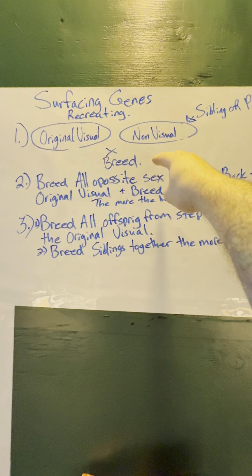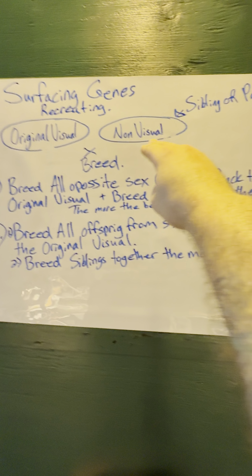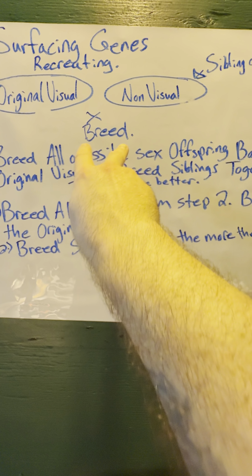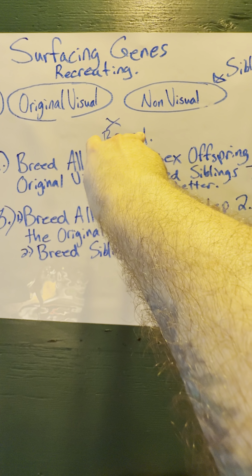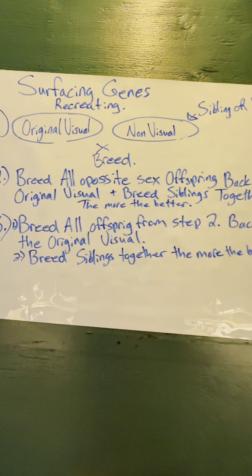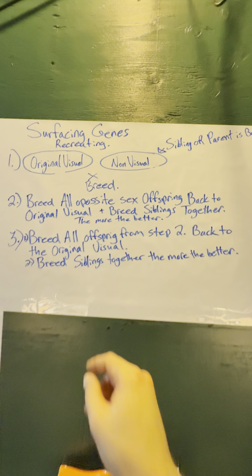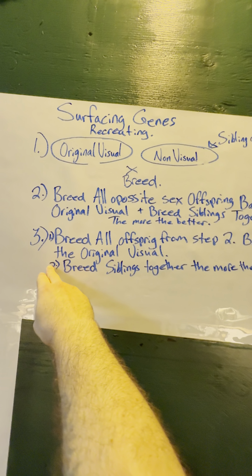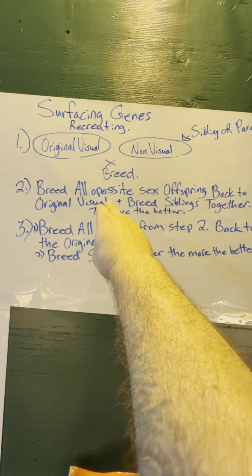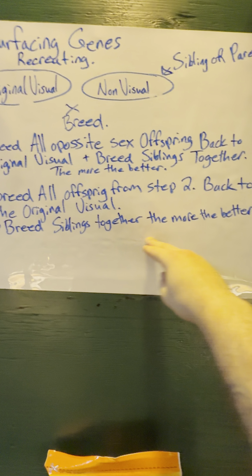Anyways, let's just say that you took the original visual from over here and a sibling or a parent, either way, and you crossbred those and you didn't get it. So then you also bred siblings together and you didn't get it. Let's just say that happened. That's very rare, but let's just say it for the sake of argument here. So then the third and last step would be to breed all offspring from step 2 back to the original again, and then also breed siblings together again.